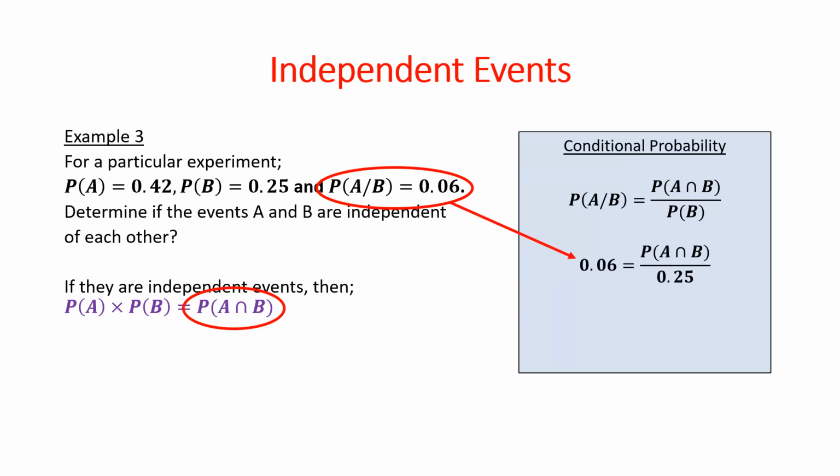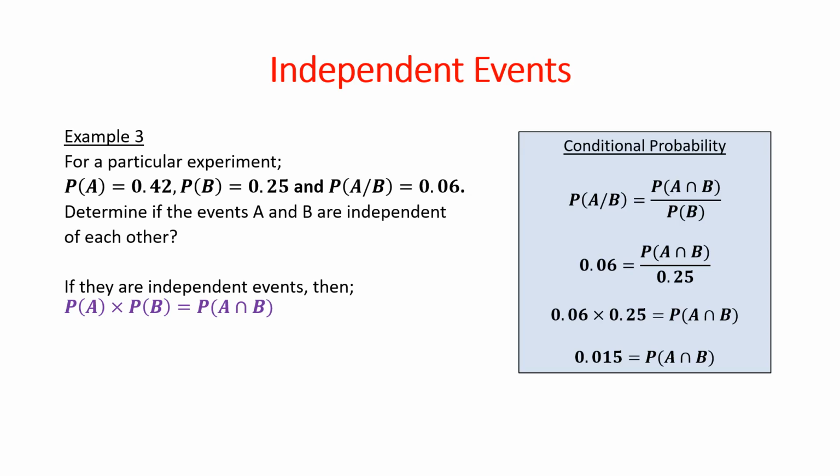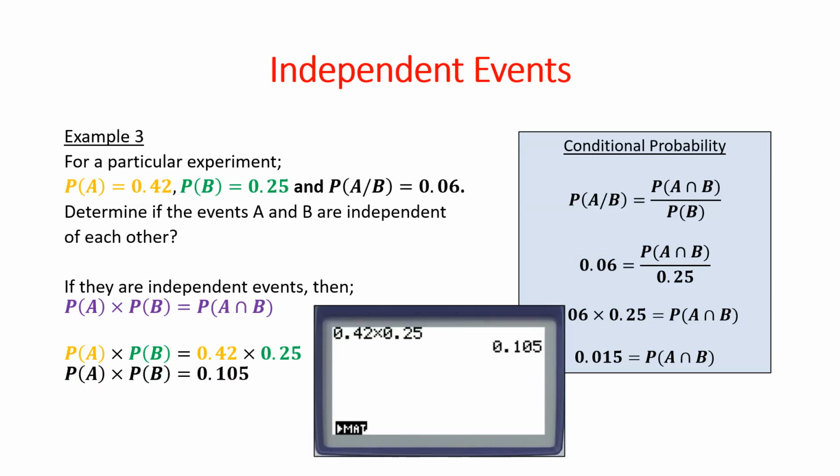So we're going to replace the probability of A given B with 0.06, and the probability of B with 0.25, and we're going to multiply these two together to get the probability of A intersect B, which gives us 0.015. So now we do have that information. Let's carry on with our proof. The probability of A times the probability of B is 0.42 times 0.25, which gives us 0.105.